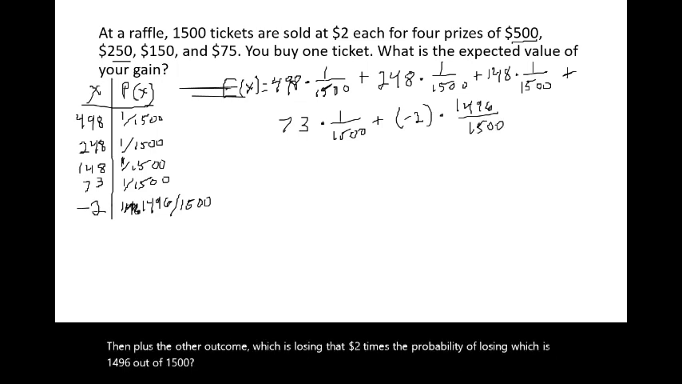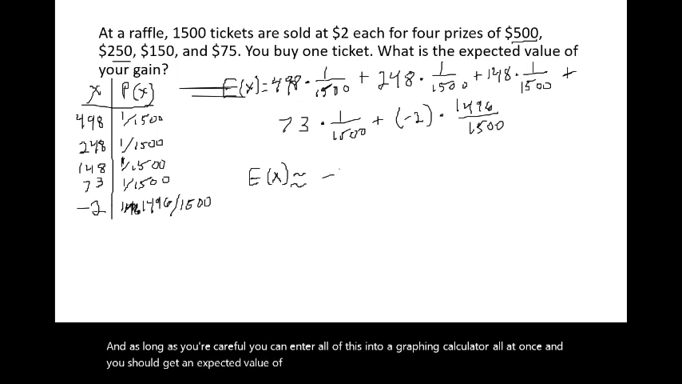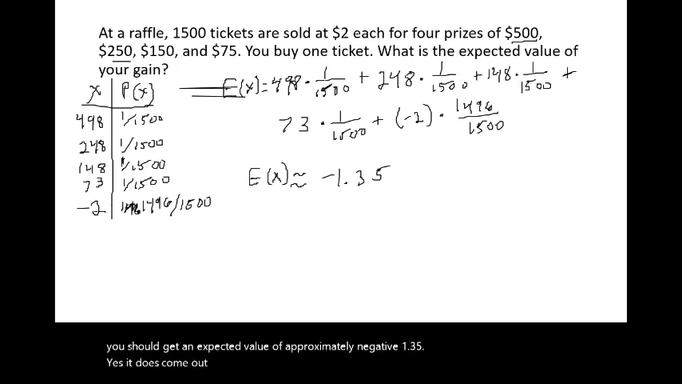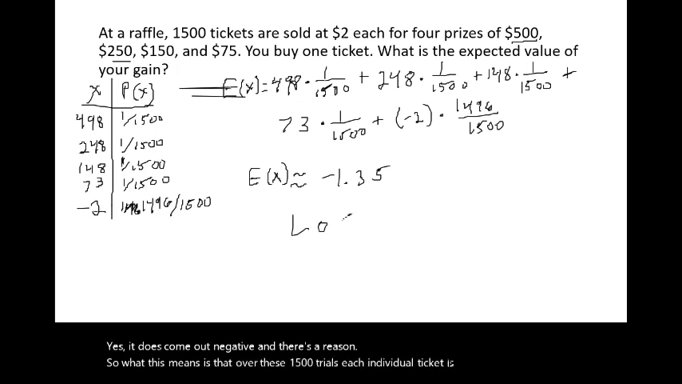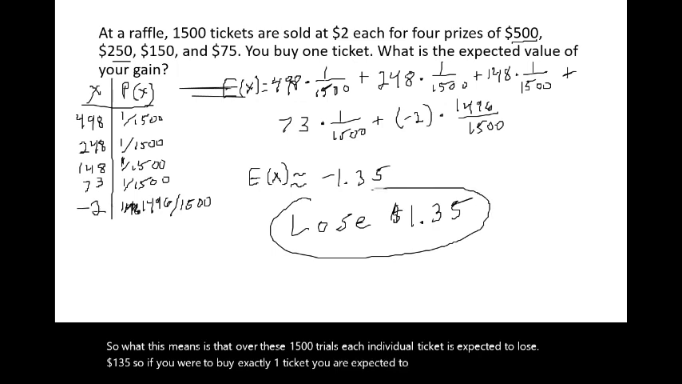And as long as you're careful, you can enter all of this into a graphing calculator all at once, and you should get an expected value of approximately -1.35. Yes, it does come out negative, and there's a reason. What this means is that over these 1,500 trials, each individual ticket is expected to lose $1.35. So if you were to buy exactly one ticket, you are expected to lose $1.35.